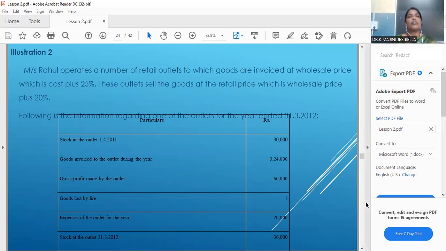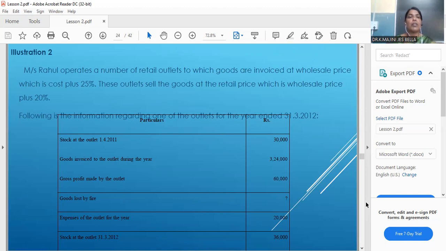First, I just want to read the question. Mrs. Rahul operates a number of retail outlets to which goods are invoiced at the wholesale price, which is cost plus 25%. These outlets sell the goods at the retail price, which is wholesale price plus 20%. Following is the information regarding one of the outlets for the year.